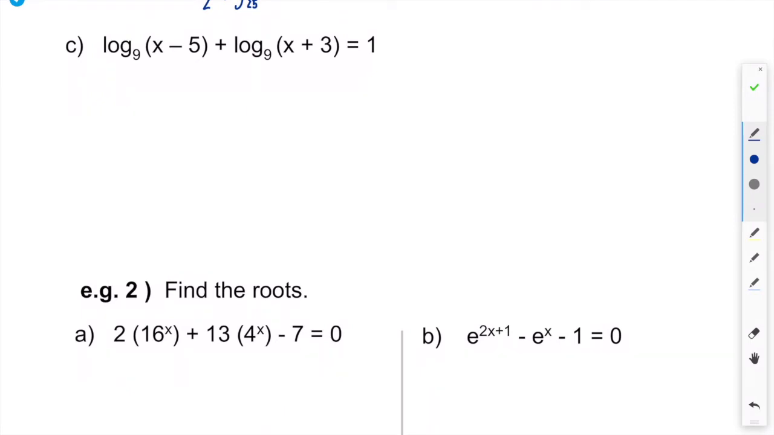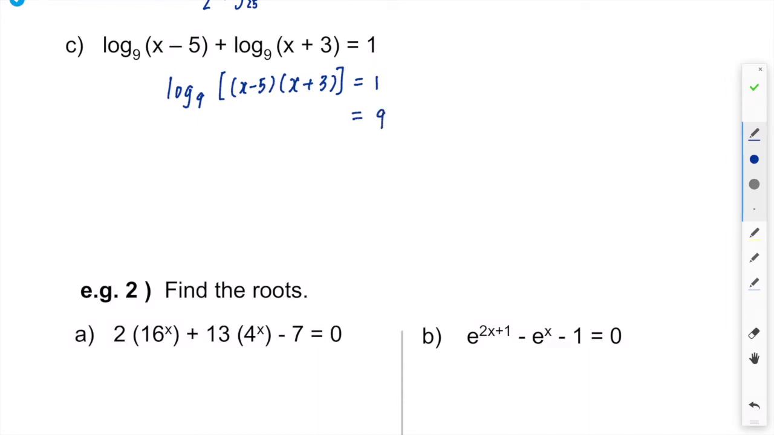Question C. Oh, good. This time I'm adding 2 logs of base 9 together. So it seems like we can simplify this expression by multiplying x minus 5 and x plus 3 using the product law of log. So here we have log base 9 of (x minus 5)(x plus 3) equals 1. I can change this into exponential form.